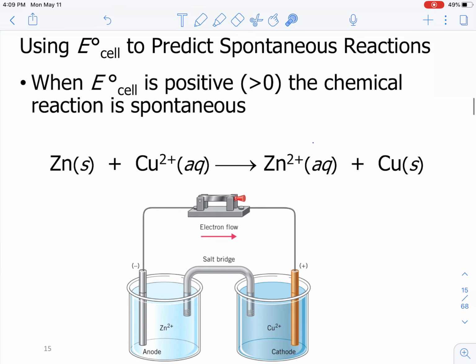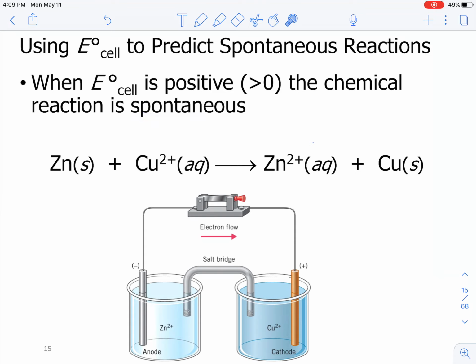In this lecture video, we are going to use the standard cell potential to predict the spontaneity of a chemical reaction in the forward or reverse direction. Overall, this concept can be summarized in a couple of sentences. When the calculated standard cell potential is positive, in other words, greater than 0, then the forward reaction is going to be spontaneous.